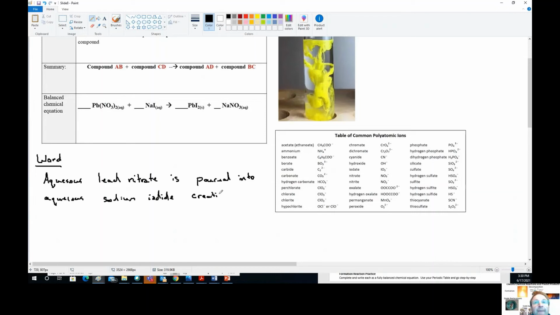Creating a precipitate. So a solid has formed. You put two liquids together, a solid is formed. So definitely that's evidence of a chemical reaction. A precipitate of lead iodide and aqueous sodium nitrate.